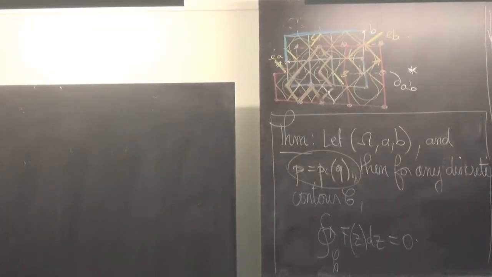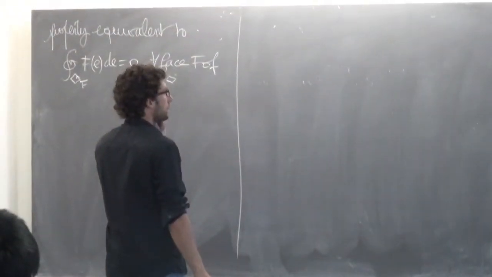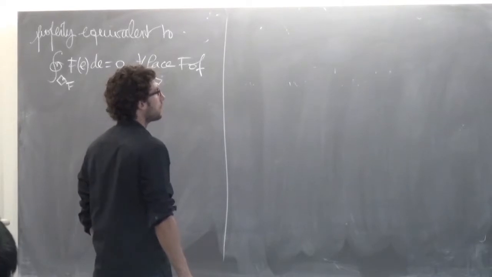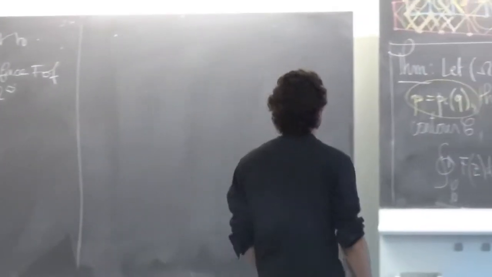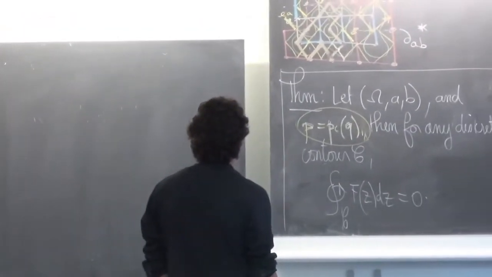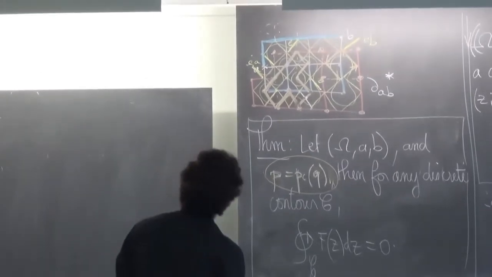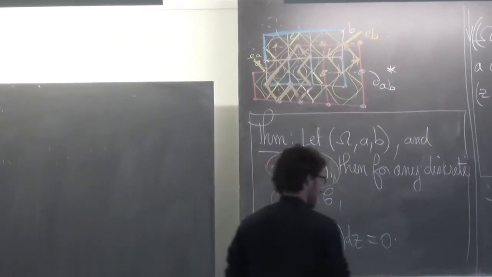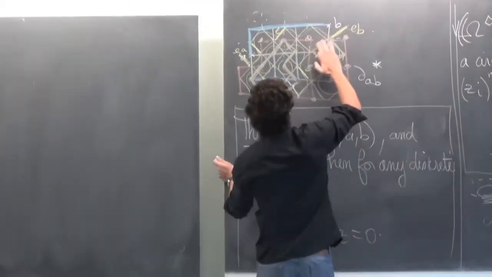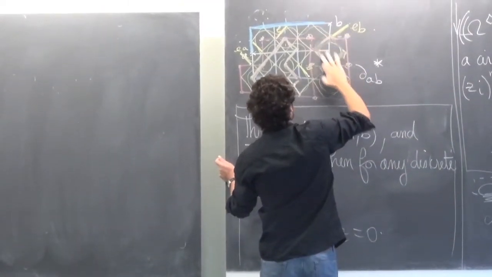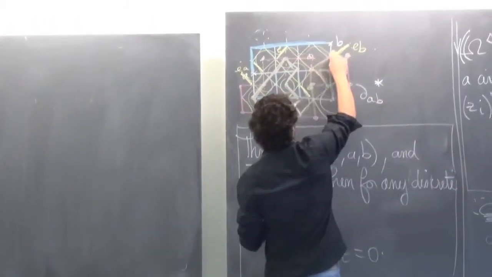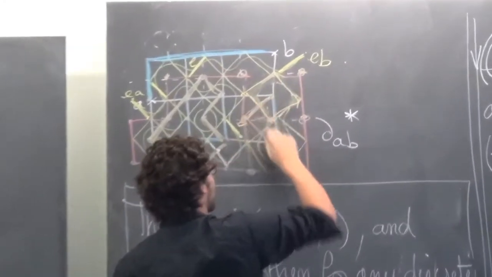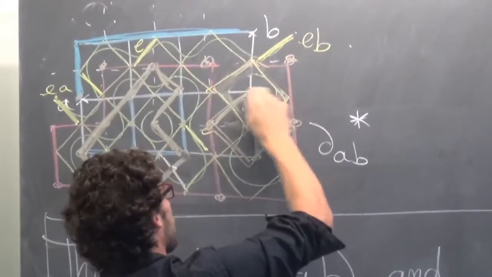Okay? So I just realized that this drawing was bad. Here I drew a contour on the medial graph. Okay, I feel much better right now. This is a discrete contour.